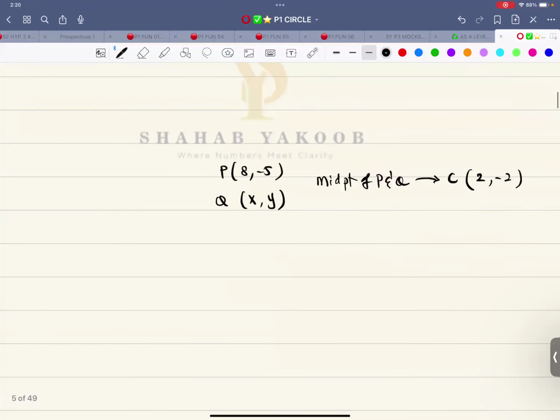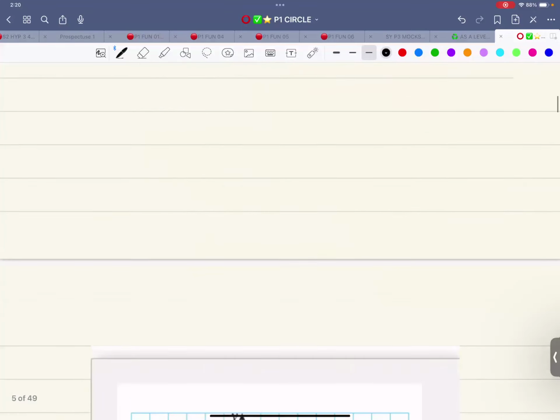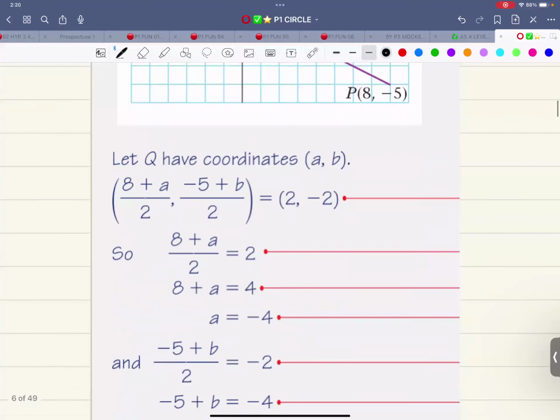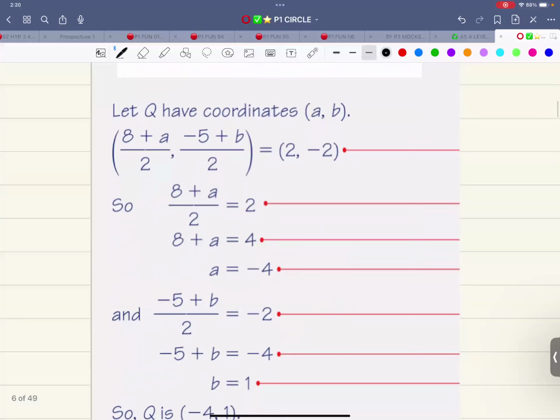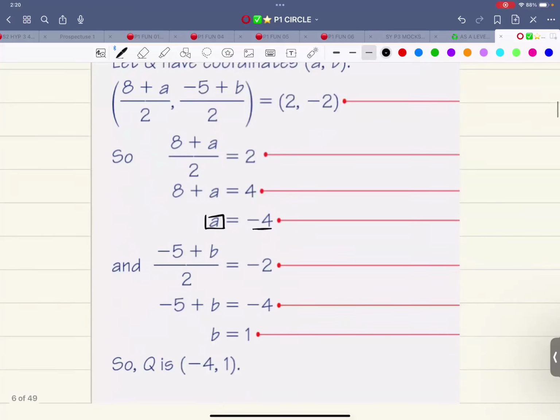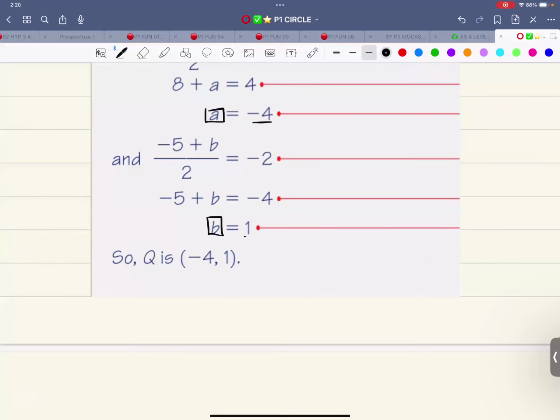So basically (8 + x)/2 is 2. (-5 + y)/2 is -2. We'll find the value of x. We'll find the value of y. Pretty basic stuff. So they have labeled x as a. That is -4. They have labeled y as b. That is 1. And then make sure that you write down the answer in terms of coordinates.